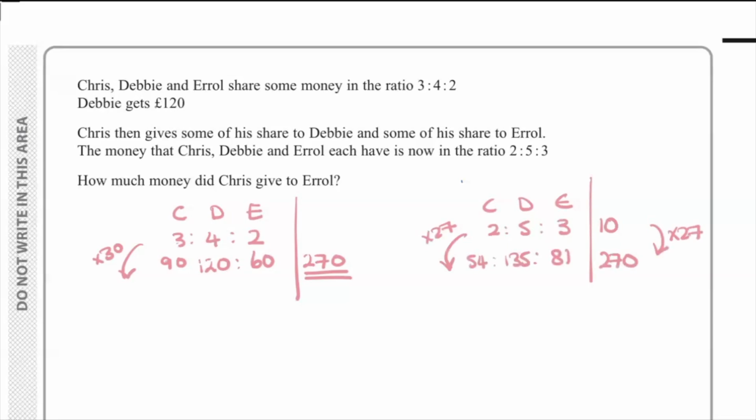We are being asked to work out how much Chris gave to Errol. So again, always reread. Make sure that we are answering the question. So Errol now has 81. He originally had 60. So I want the difference between those two. He must have given him £21.